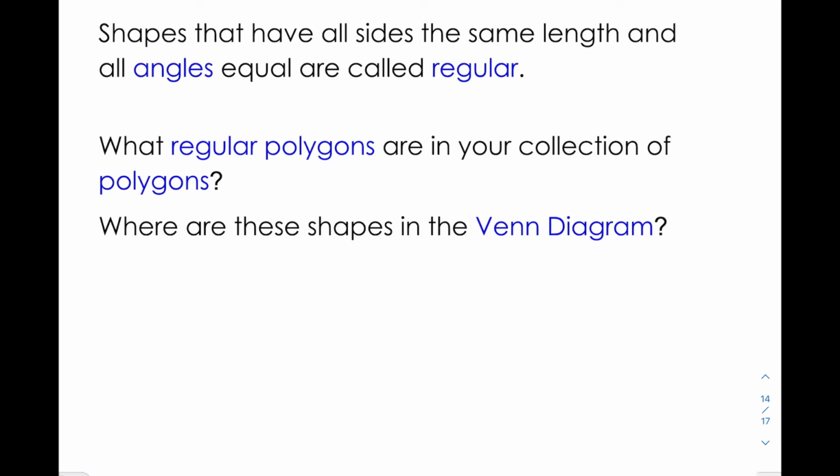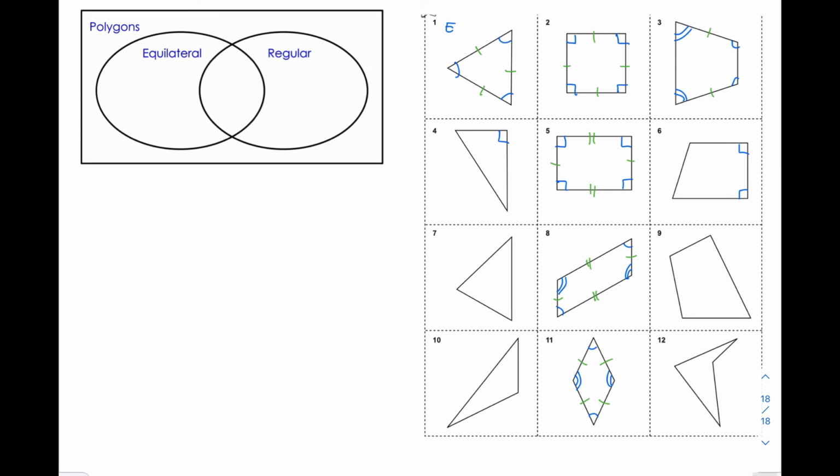So shapes that have all sides the same length and all angles equal are called regular. So here's another important term to know. Regular polygons have all sides the same and all angles equal. All right, we're going to use this Venn diagram to sort our polygons. First we have number 1, an equilateral triangle which has 3 equal sides and 3 equal angles, so it's equilateral and regular. Same thing with the square. 4 equal sides, 4 equal angles.